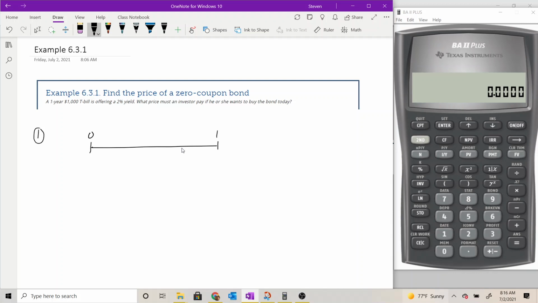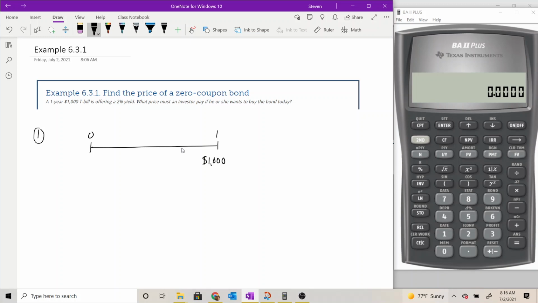If this is a 1 year $1,000 T-bill, we're going to look at this from the perspective of the investor or the bond purchaser. That means that 1 year from today, the investor will receive a payment of $1,000. And we call that $1,000 the face value of the bond. And we also call it the principal amount because it is the amount that was borrowed, less interest in some cases. We'll unpack that as we get to coupon bonds.